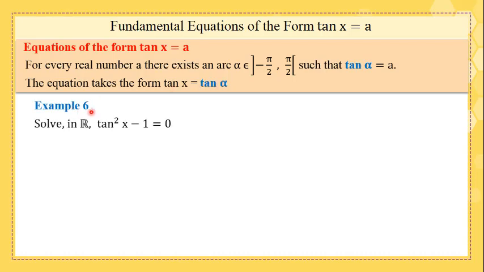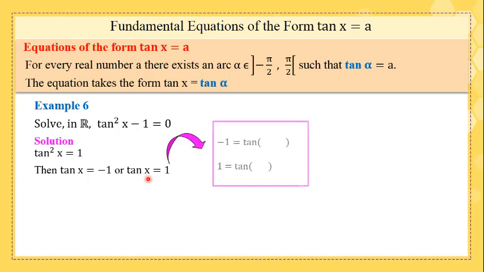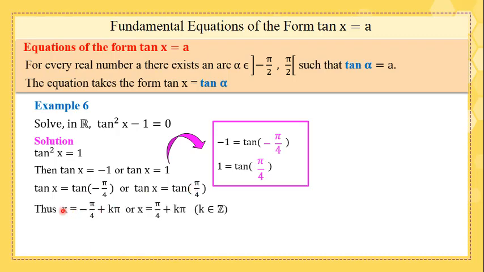Take example 6. We want to solve tangent squared x minus 1 equals 0. You can factorize or directly take minus 1 to the other side. Tangent squared x equals 1, then tangent x equals minus 1 or tangent x equals 1. Here, minus 1 is tangent of what? It's tangent of minus pi over 4. And 1 is tangent of what? It's tangent of pi over 4. Tangent x equals tangent of minus pi over 4 or tangent of pi over 4. Now, x equals minus pi over 4 plus k pi is the solution for this equation, and x equals pi over 4 plus k pi is the solution for this equation.